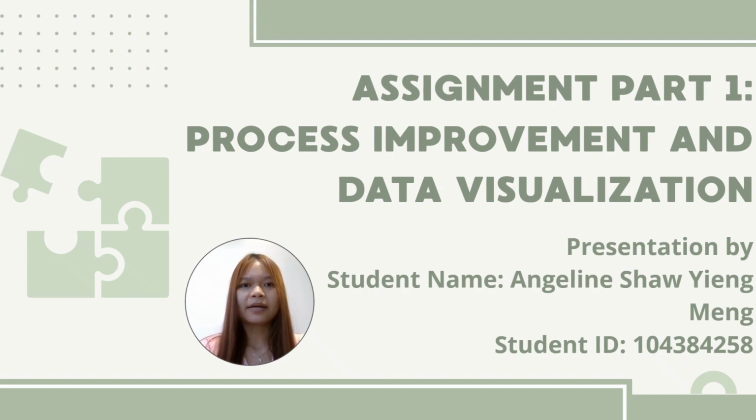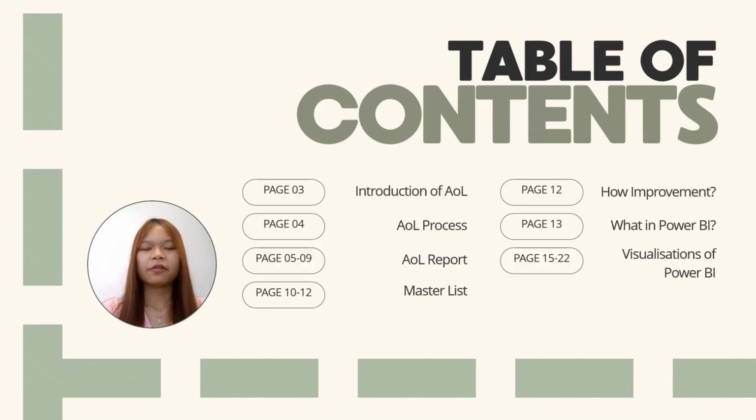So let's get started. This table of contents provides an overview of the key sections in this report. It begins with the introduction of AOL and the AOL process, followed by the AOL report and master list section. The latter sections cover the insight on how improvement was achieved and the explanation of Power BI features. Now we start into the content in this video.